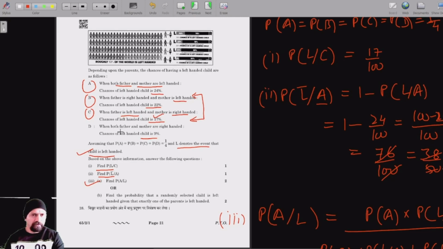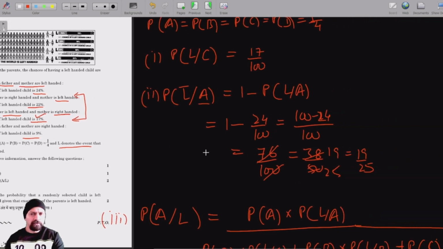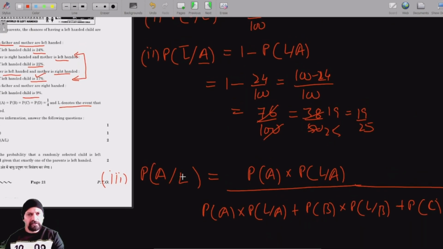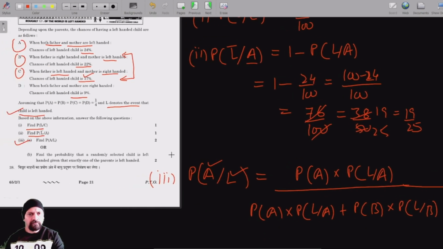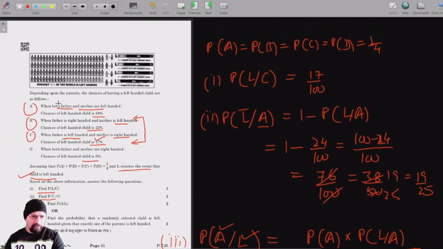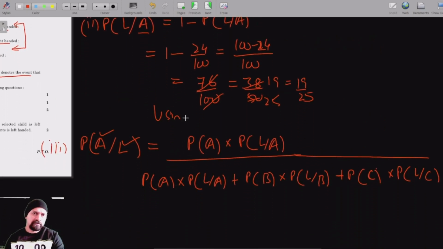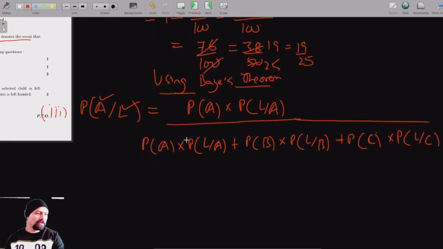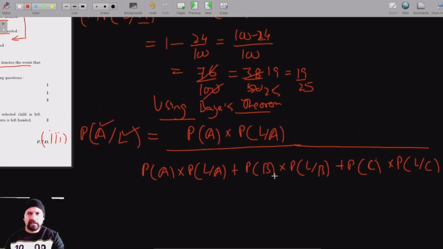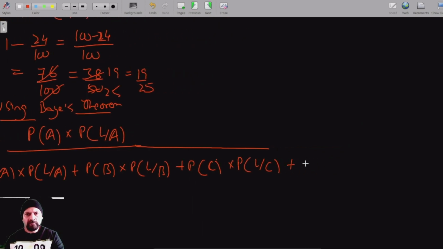We have three options here, sorry, four options. The fourth one is when both the father and mother are right-handed, so the chance of a left-handed child is 9%. So we have to find the probability when both father and mother are left-handed, given that a left-handed child is selected, using Bayes theorem. So this is 1, 2, 3, and the fourth, probability of D into probability of L by D.